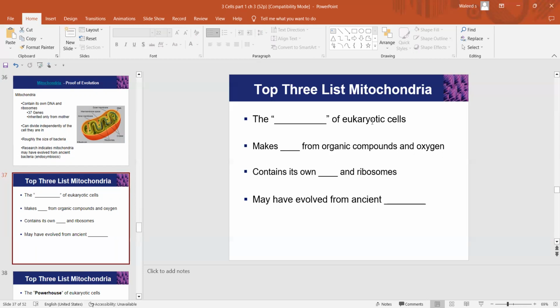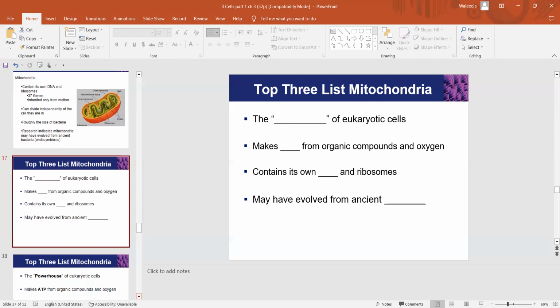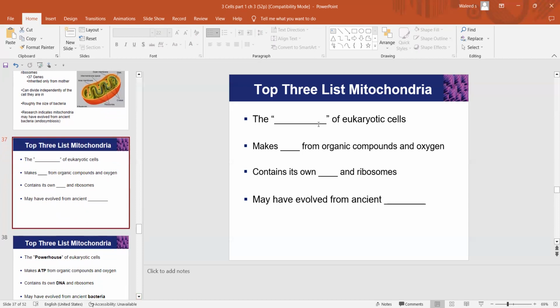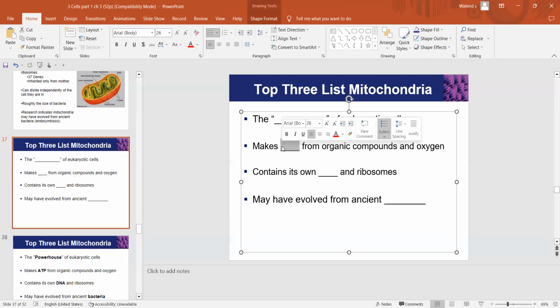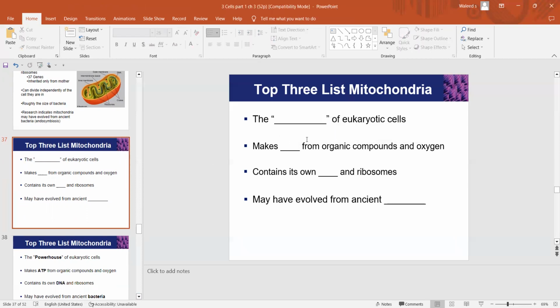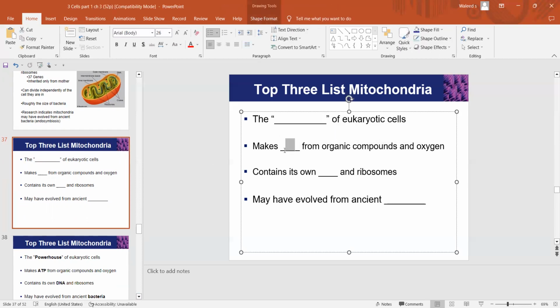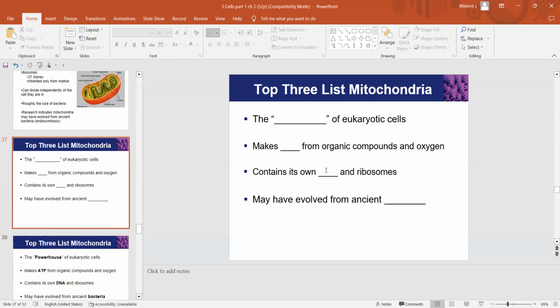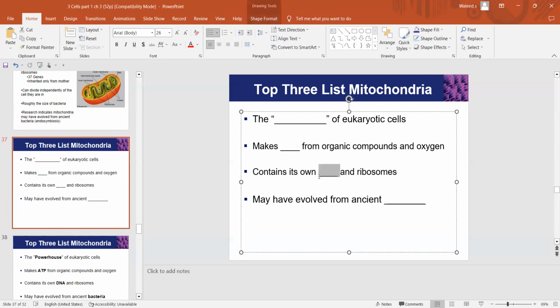Okay, so we talked about the mitochondria. What's the nickname for it? Powerhouse. Why did you call it powerhouse? Because it makes ATP. Yes, and it contains its own what? DNA and ribosomes. Yes, and it evolved from ancient bacteria.